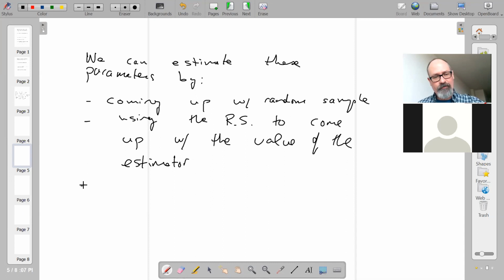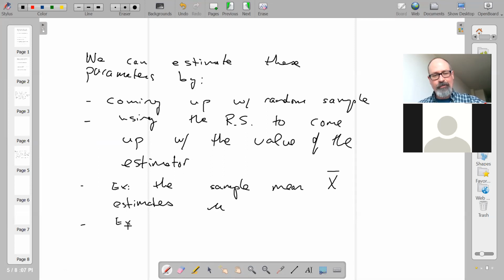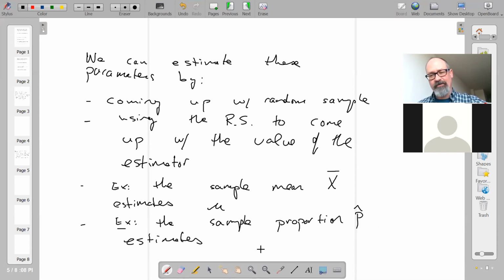For examples, the sample mean, typically denoted with the symbol X bar, estimates the population mean. Another example, and this notation is sometimes a little confusing to remember: the sample proportion, and I think the notation in the book is this p hat symbol, estimates p. So again, the underlying assumption is that there is actually either a mu or a p to discuss, and out of the sample, we get a realization of the estimator. So we have a value for X bar, and the value we get for X bar represents a point estimate for mu, or the value that we get for p hat represents a point estimate for p.